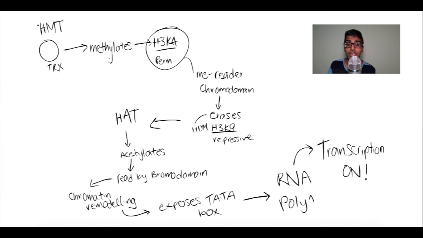In summary, the trithorax, which has the histone methyltransferase in it, methylates H3K4, which is a permissive mark. This methylated H3K4 is read by a methyl reader called chromodomain. The chromodomain, upon reading it, erases the H3K9 repressive mark using histone demethylase. Then histone acetyltransferase acetylates the histone so that the chromatin becomes remodeled, exposing the TATA box, and so RNA polymerase can bind to it and therefore turn transcription on.